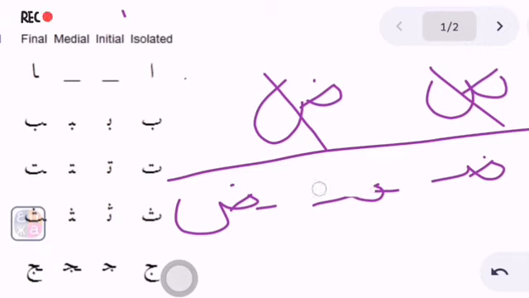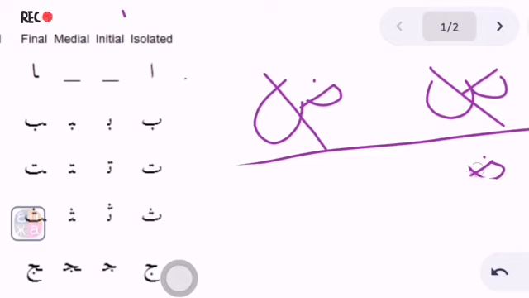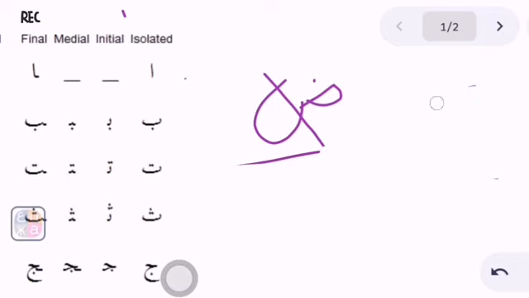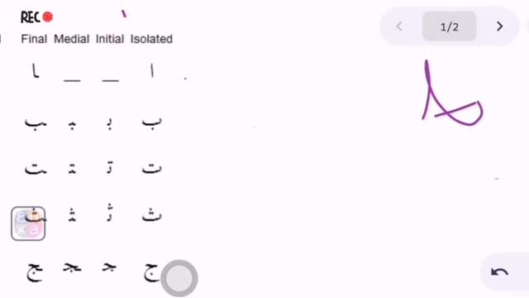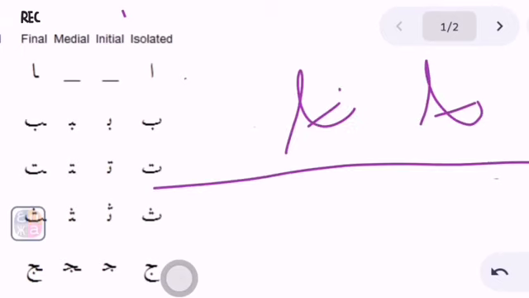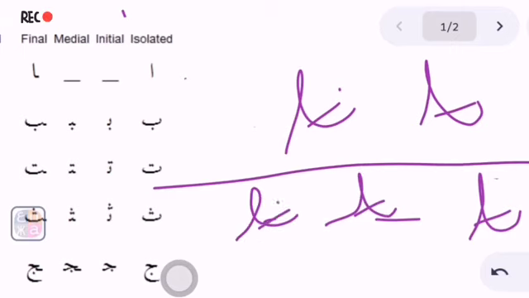After that, let's look at the next ones, which are ta and zha. Ta and zha also have the same structure. We have them like this. Zha has a dot, while ta has no dot. At the beginning, it will be like this, the way we have it. In the middle, like this. At the end, like this also. So no serious change occurs in this.